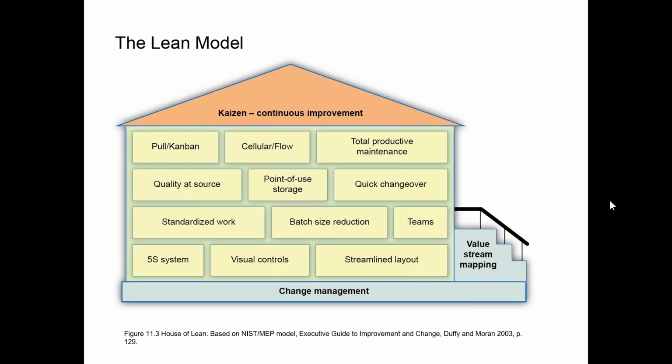So you've seen these Kaizen continuous improvement tools: the streamlined layout, batch size reduction, point of use storage, quick changeover, which used to be SMED, I think, in some of the original House of Lean illustrations.